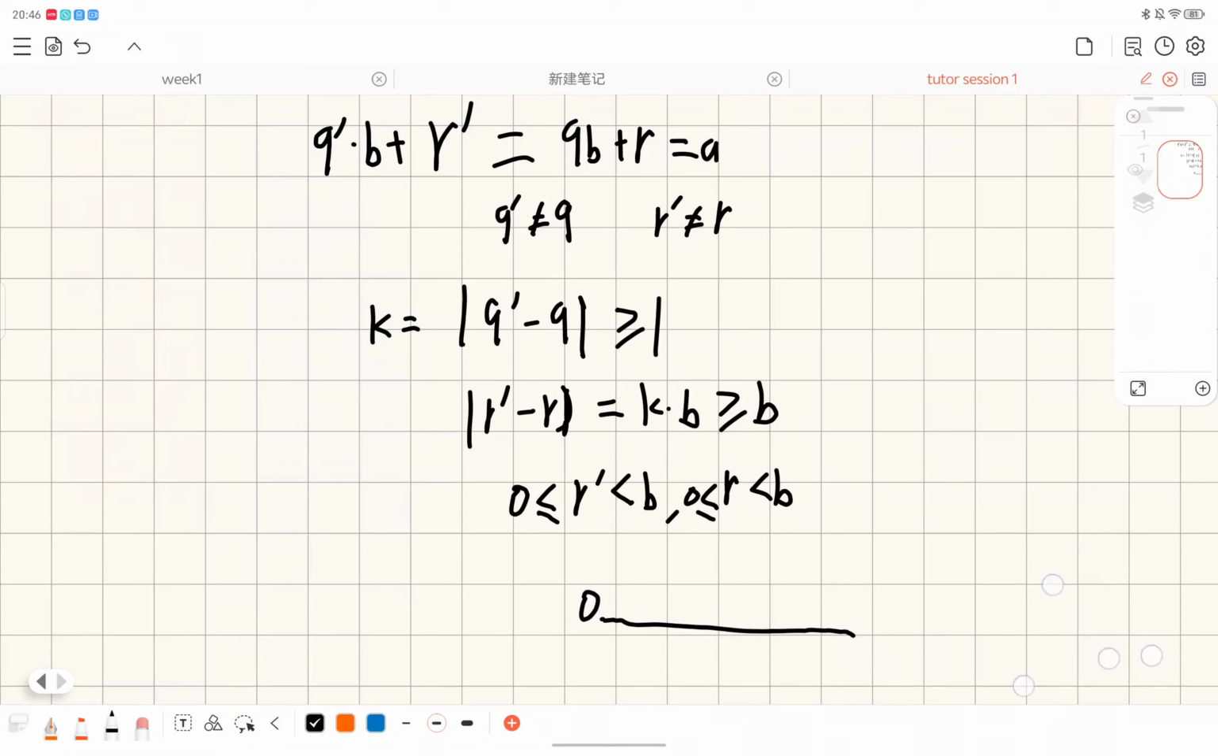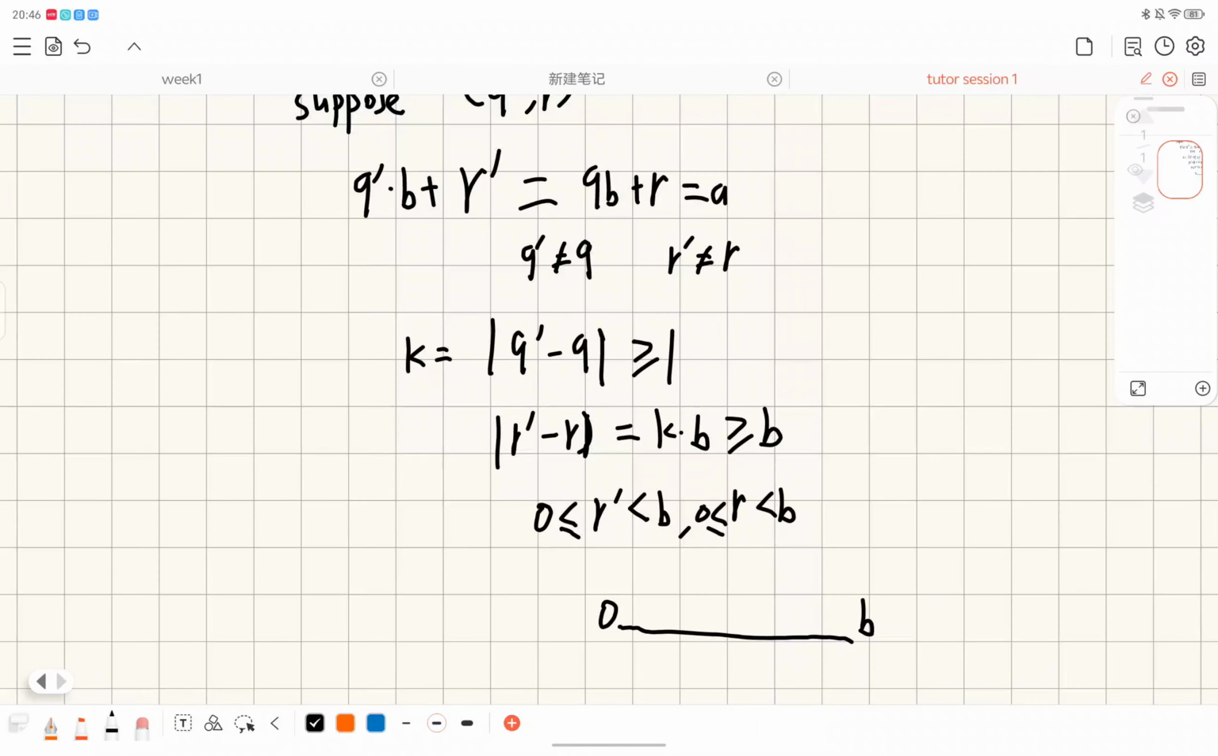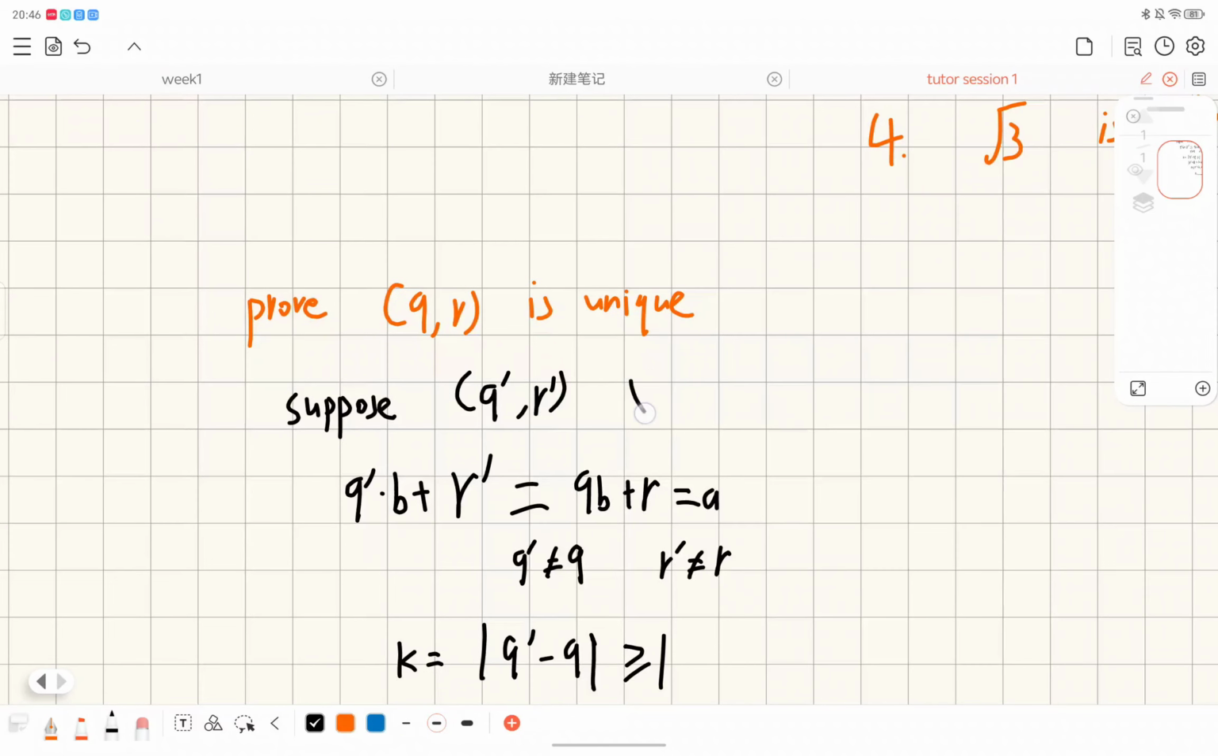So we know that this one is impossible, because consider here a number line from 0 to B. We just want to state two points here, one is R and one is R prime. The distance between them cannot be larger than B. So this supposition is impossible, which means the uniqueness is true.